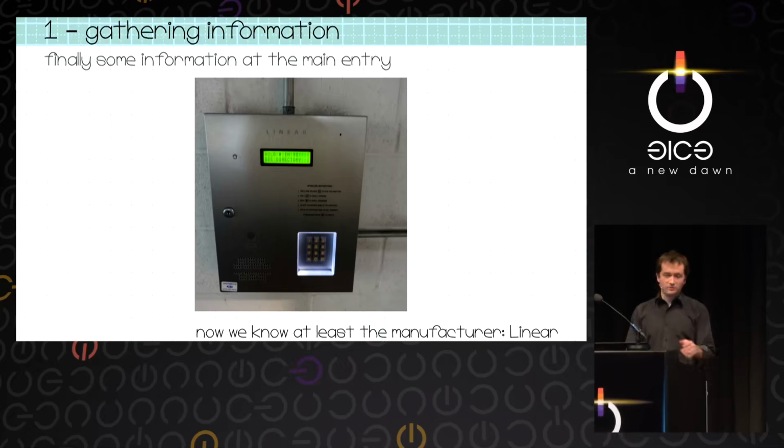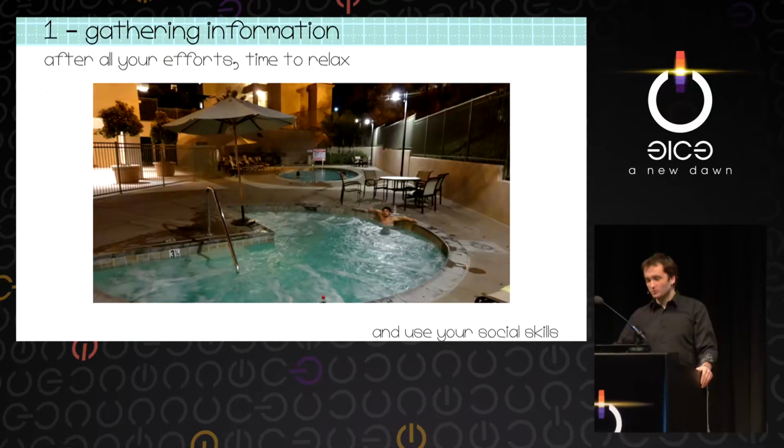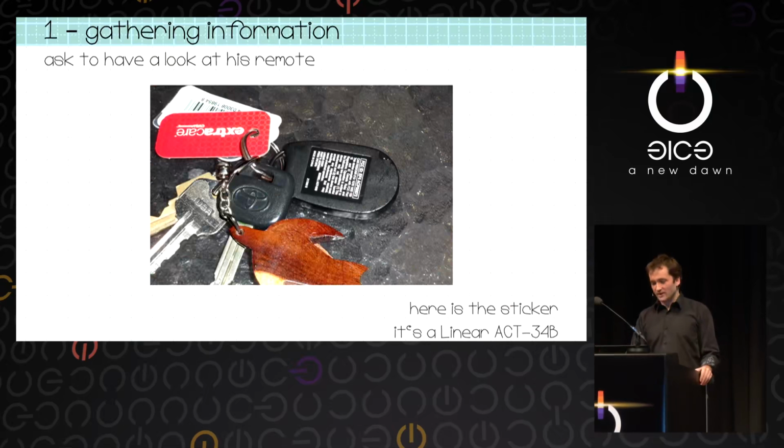And after such hard work and running around the building, you enjoy the hot tub. And this is where you use the second skill, your social skills, simply because every resident has a remote. So you make the acquaintance, you make new friends, and you ask, please, can I have a look at your remote? And this one had the sticker. And it's particularly useful. So from the sticker, we find the vendor is Linear, and the product is ACT34B.